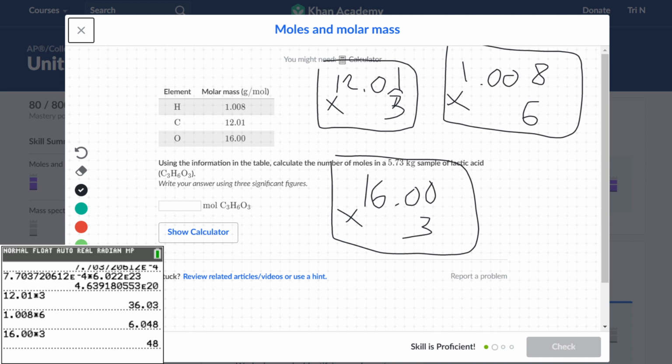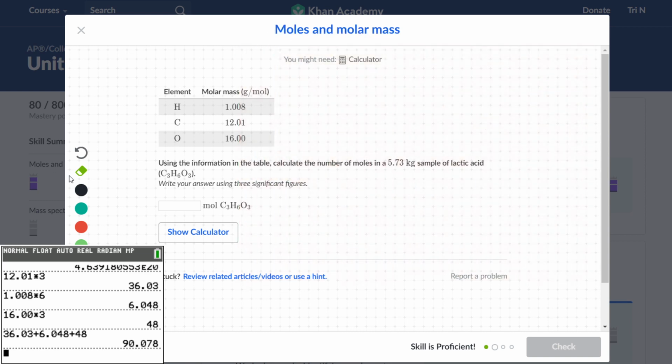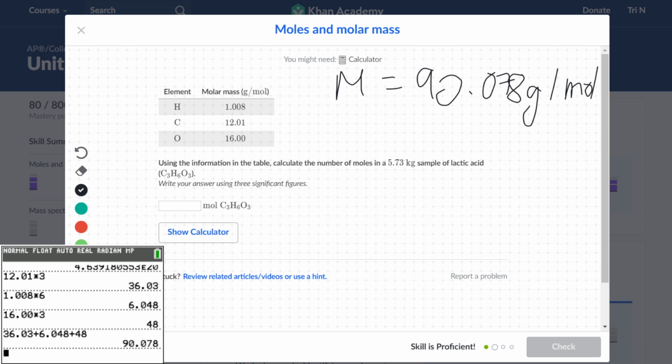So that will be 36.03 plus 6.048 plus 48. That should give you an answer of about 90.078, which I will show shortly. There we go. That is 90.078, and that is the molar mass of lactic acid. So let's put it in. The molar mass of lactic acid, usually symbolized by a big M, is equal to 90.078, and the unit is grams per mole, because at the beginning we used grams per mole and we don't change it at any time in the process, so it stays grams per mole.